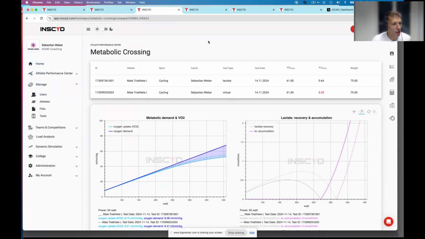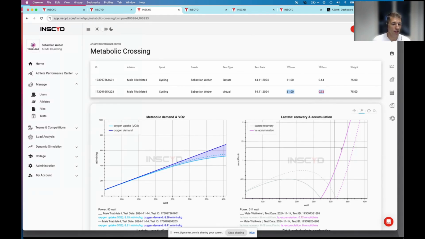So what you see here is I took the cycling test, so the guy with 61 VO2 max and the 0.64 VLamax, and I created a virtual test. You can actually create a virtual profile based on a real one. And I just took half of his VLamax. So this is a scenario where I say, let's project a scenario in which everything of the athlete stays the same. We just managed to decrease his VLamax. How would that look? And this is the dashed line down here.